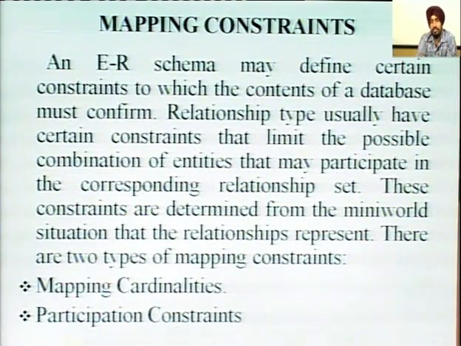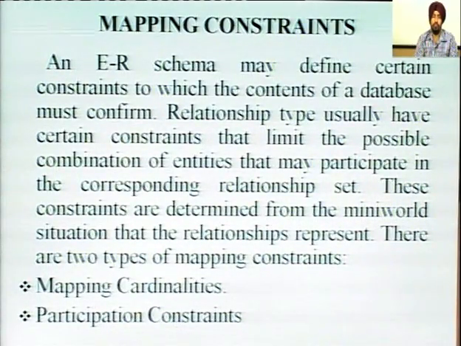Then the next one is the mapping constraint. An ER schema may define certain constraints to which the content of a database must conform. Relationship types usually have certain constraints that limit the possible combinations of entities that may participate in the corresponding relationship set. These constraints are determined from the miniworld situation that the relationship represents.